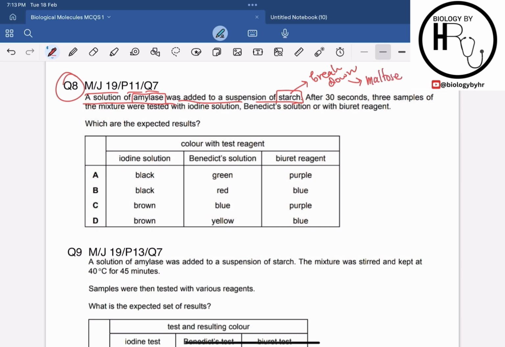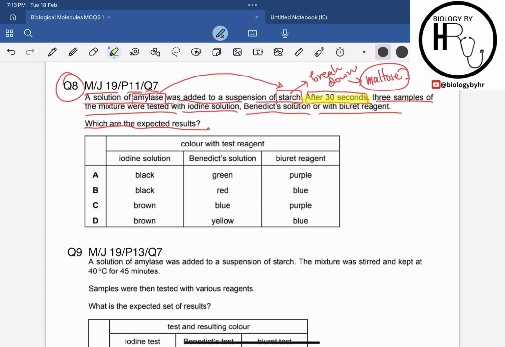Now over here they are saying that after 30 seconds, 3 samples of the mixture were tested with the iodine solution, Benedict solution, or with the Biuret reagent. What are the expected results? We know that amylase is going to digest the starch into maltose, and we know that maltose is a reducing sugar, right? They are saying that after 30 seconds, you also have to know that not all of the starch will vanish.